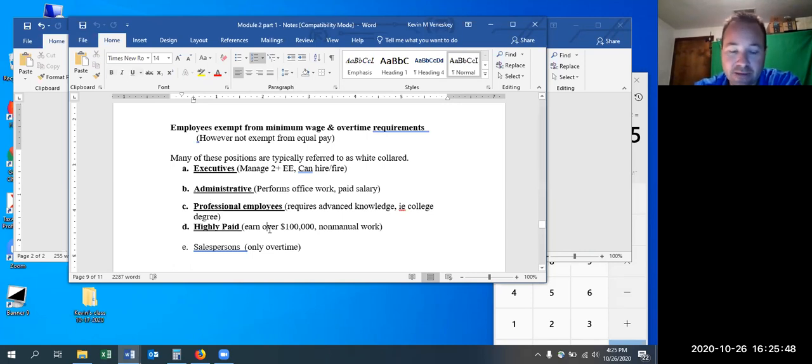Or highly paid. If you're highly paid, you're not necessarily considered for overtime. If you earn over 100,000, you don't have to be paid overtime, and that's only for non-manual work. If you are in manual work and you still get paid more than 100,000, you still qualify for overtime. So this is for non-manual, highly paid positions. So if you work in a factory and you make good money, hourly rate, and you make over 100,000, that doesn't exempt you. You still get overtime.